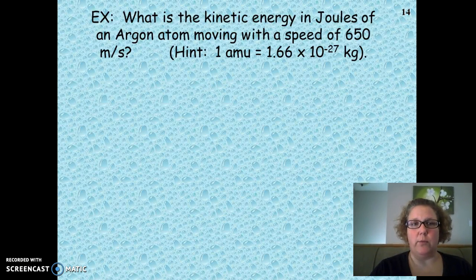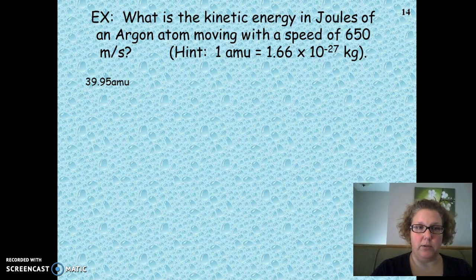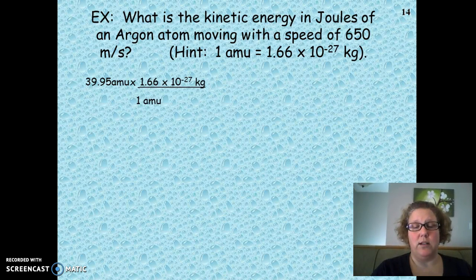Okay, now here's more like what we're going to have to do, because we don't care about school buses that much. We want to know about atoms. So what is the kinetic energy in joules of an argon atom moving with a speed of 650 meters per second? Okay, well, remember, that mass on the periodic table is the grams in a whole mole of argon, and we want just an atom of argon. So if we're talking about an atom, that mass on the table is in AMUs. So that's not cool. We need it in kilograms. So there's the conversion to get it to kilograms. Then our speed's in meters per second already, so we're good.